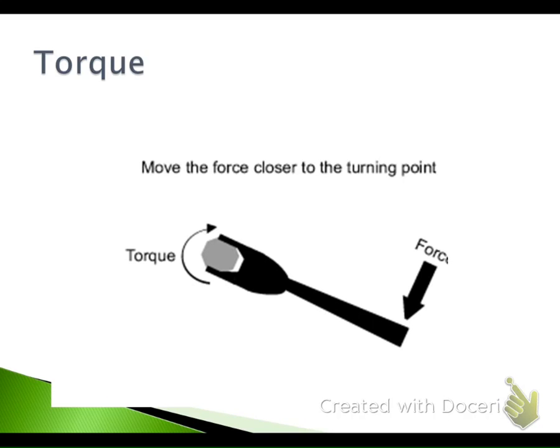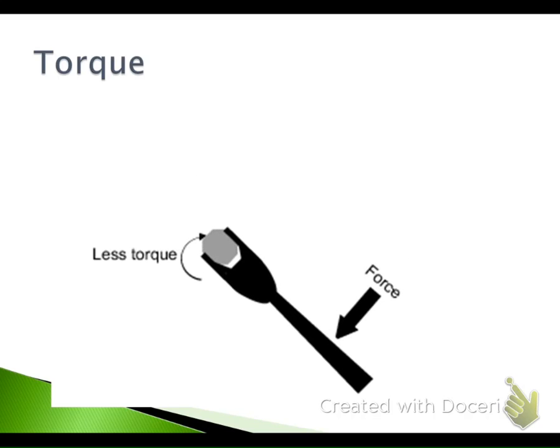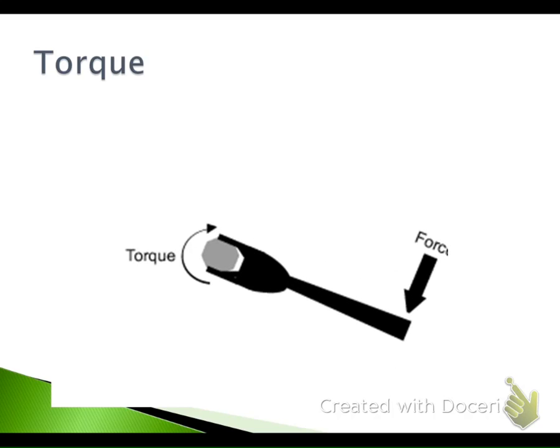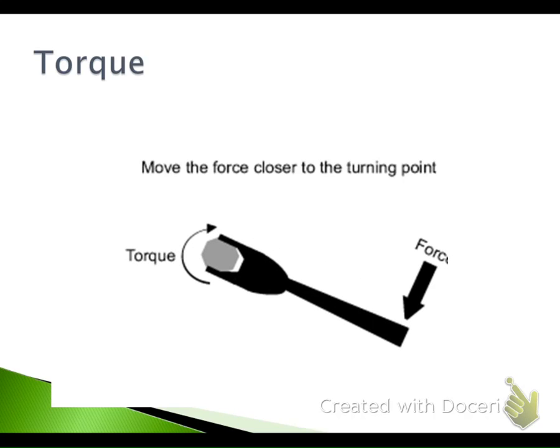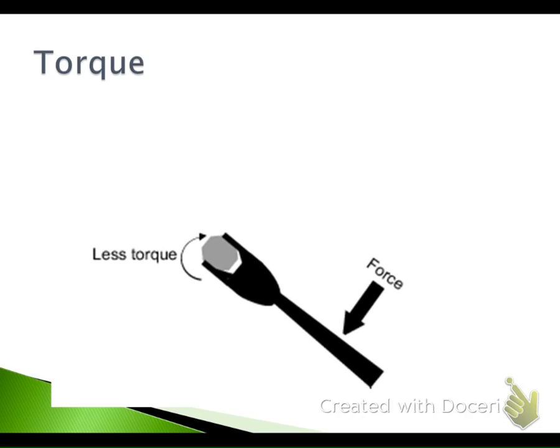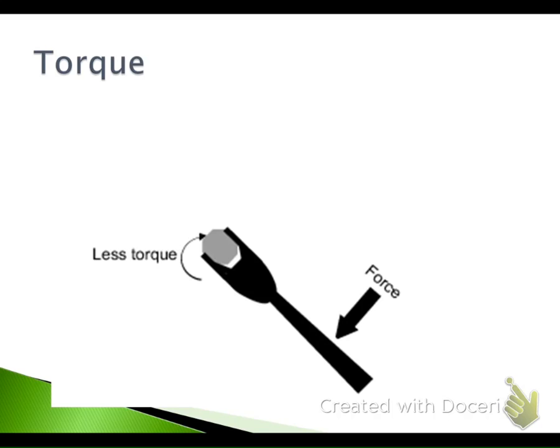All right, so here's what torque kind of looks like. If you apply a force, that's how much torque is being exerted. If you move it closer to the center, to the point of rotation, you have less torque. So kind of watch what's happening here. This person's exerting a force on the end of the wrench. As they move the force closer, you're going to get less torque, because your radius decreases.